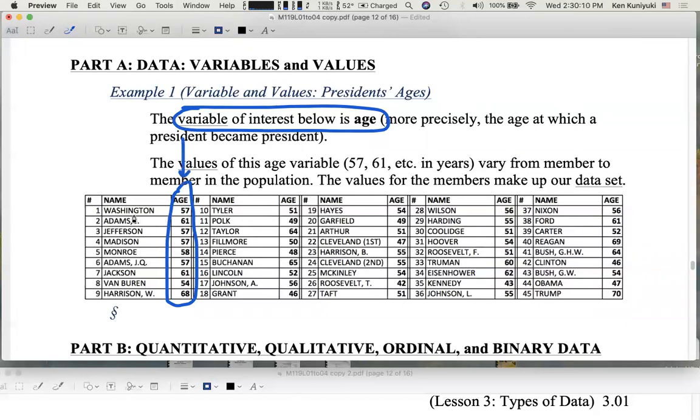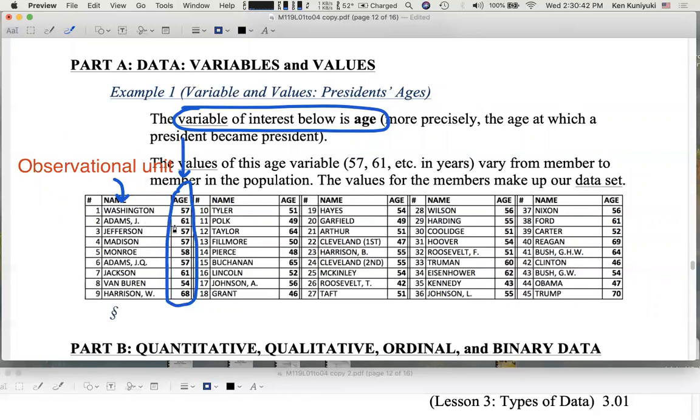So for example, for George Washington, by the way, each president here, a member of the population, corresponds to an observational unit. The observational units here are the presidents. They're the things or people that we take measurements on. So the observational unit, George Washington, that president was 57 years old on becoming president.